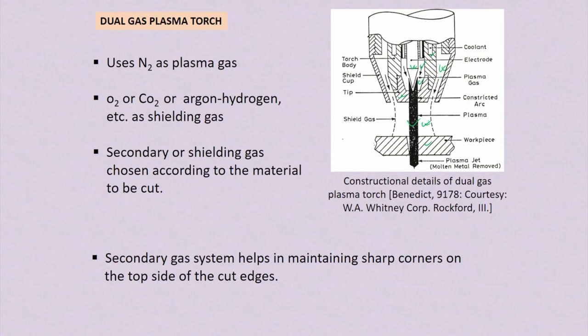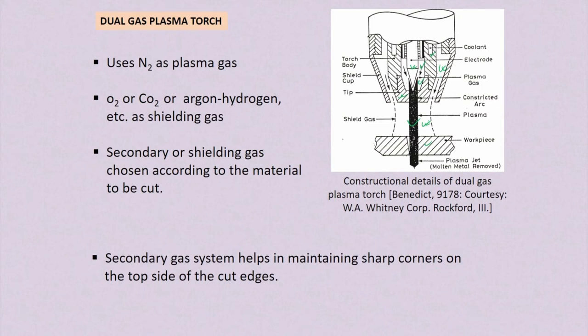This dual gas plasma torch uses nitrogen as the plasma gas, and oxygen, carbon dioxide, argon or hydrogen are used as the shielding gas. Any one of these can be used as the shielding gas, chosen according to the material to be cut. If you are cutting some ferrous material, you can use oxygen as the shielding gas, or in other cases you can use carbon dioxide, argon, hydrogen, etc. This secondary gas system helps in maintaining the sharp corner on the top side of the cut edges.